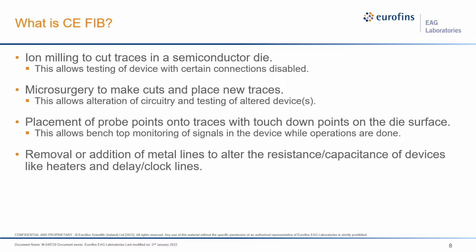We're also able to do a placement of probe points onto traces. Basically, you touch down to a trace, make a metal connection, and you bring that connection up to the surface. This allows for benchtop monitoring of signals in a device while operations are done. So you can go in and check for voltage droop, check for current at certain locations. The other thing that we use the FIB for quite often is the removal or addition of metal lines to alter a resistance or a capacitance of a device like heaters or delay or clock lines. So anything that your device can be made to do by putting down some extra metal or insulator, we can do with the dual beam, or sorry, with the circuit edit FIB.